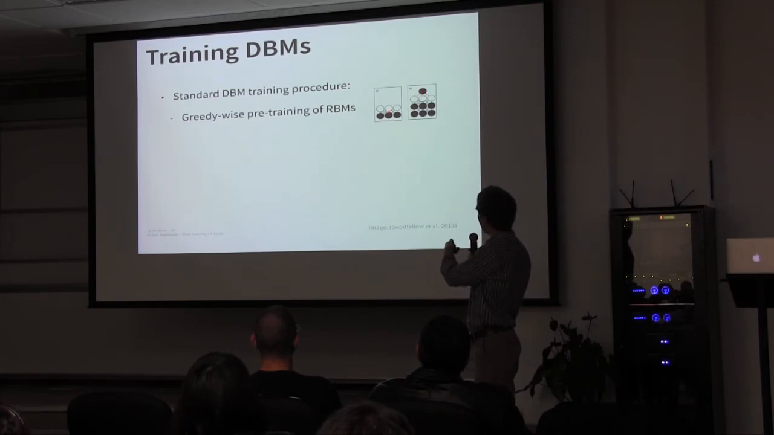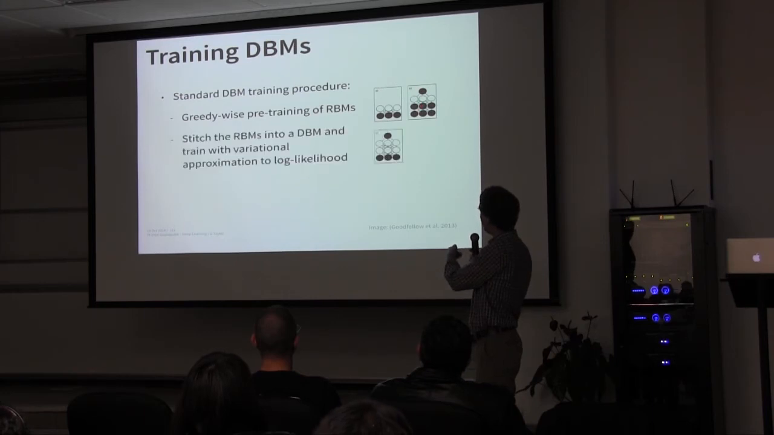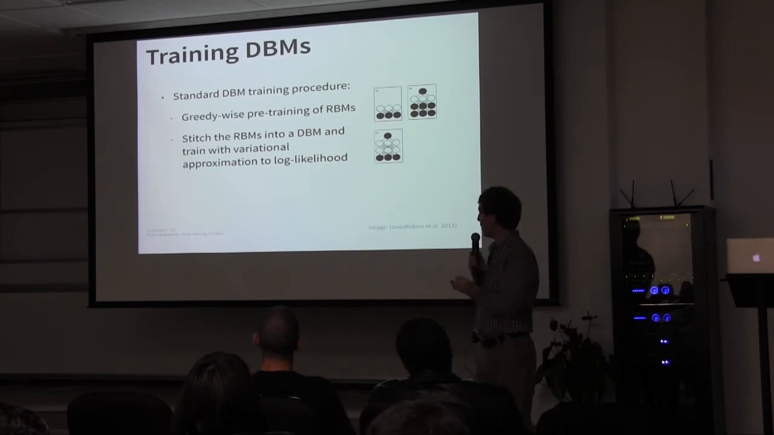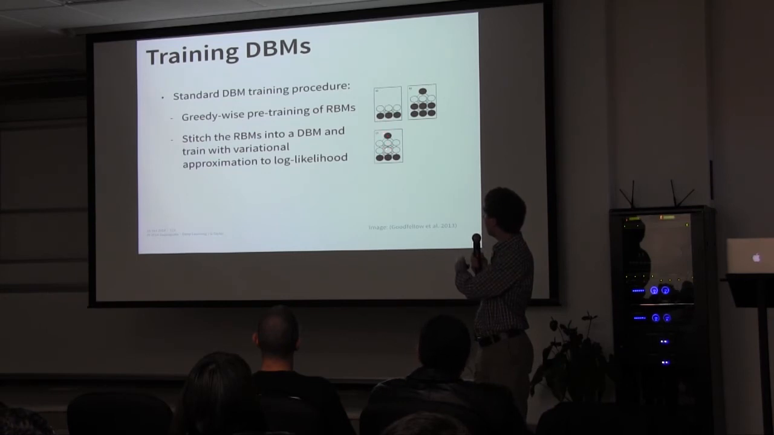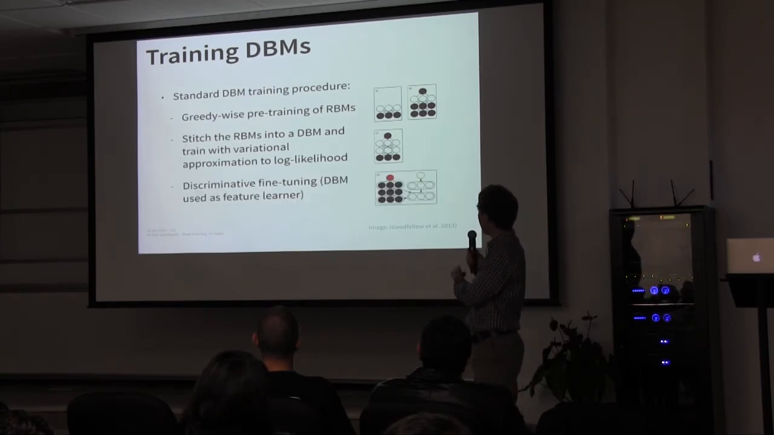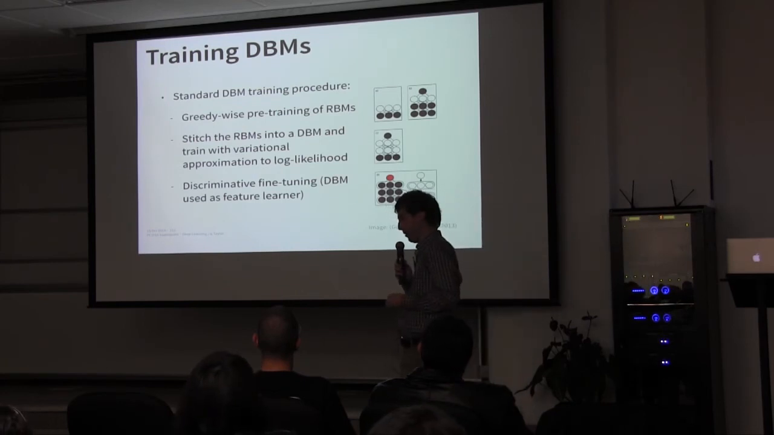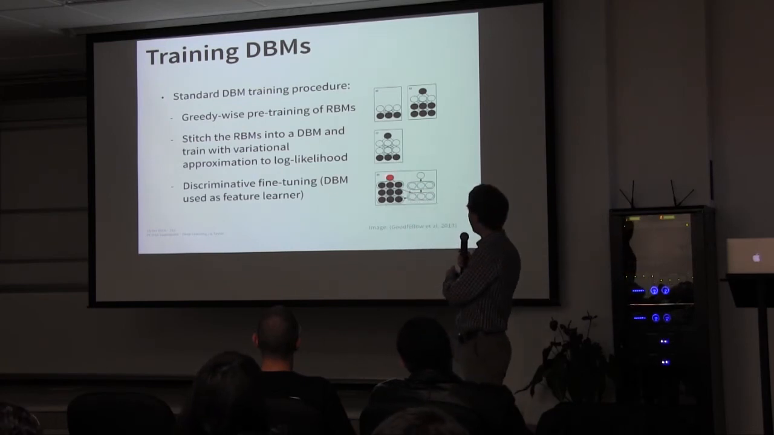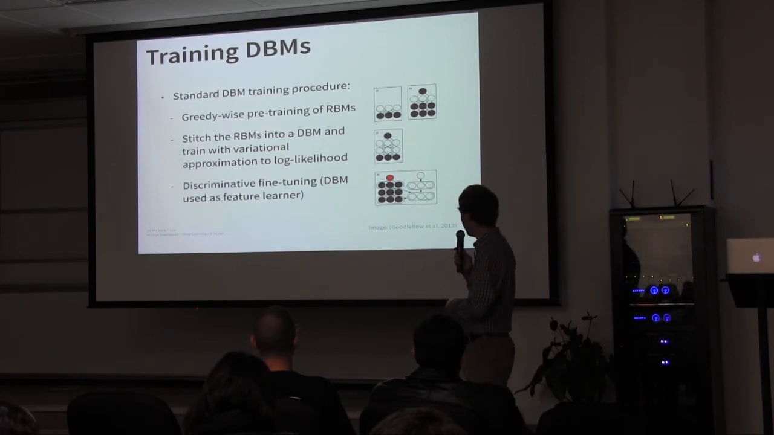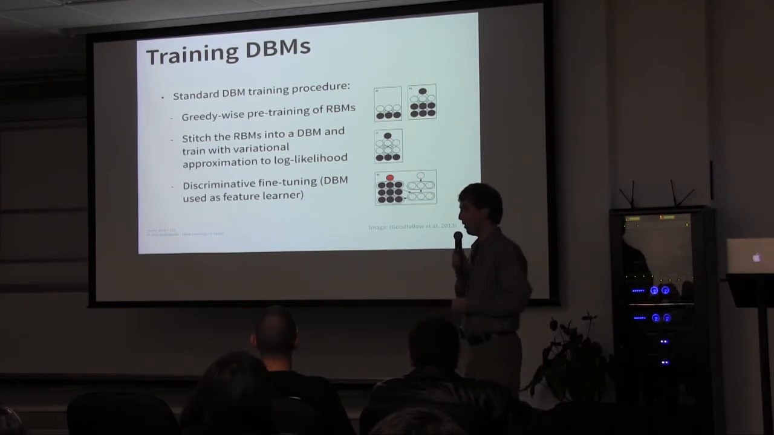So we've wired these two RBMs up together, and then we're going to train the whole thing with a variational approximation to log likelihood. So we're going to do generative training, okay, of the whole model. So we're modeling the joint probability of the data and the label. So you can think of this as P of X and Y. We're maximizing that log likelihood. Then what we do when we train a deep Boltzmann machine is we throw away that top layer and we just do supervised training and relearn these top layer weights as if this thing was an MLP, as if we just took input, mapped it through several layers, and got to an output.